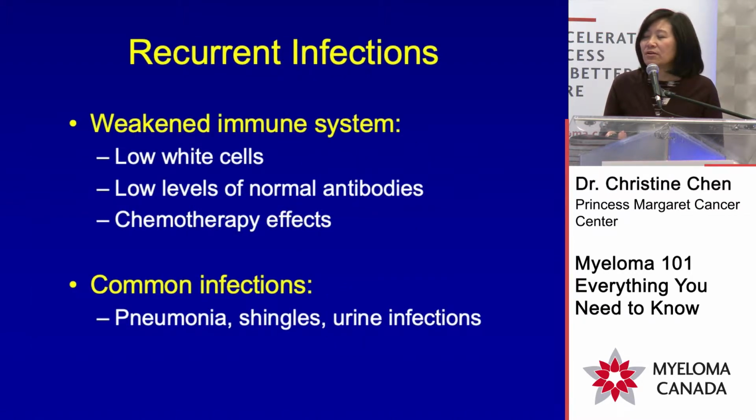And then there are a variety of reasons why patients will be prone to infections. Your immune system is weakened for many reasons. It could be the myeloma itself, where your normal antibody levels are low, because your myeloma protein is elevated. But also a lot of the chemotherapy and other new treatments we use can suppress your immune system. So common infections are pneumonia, shingles, which is a viral infection, urine infections, etc.